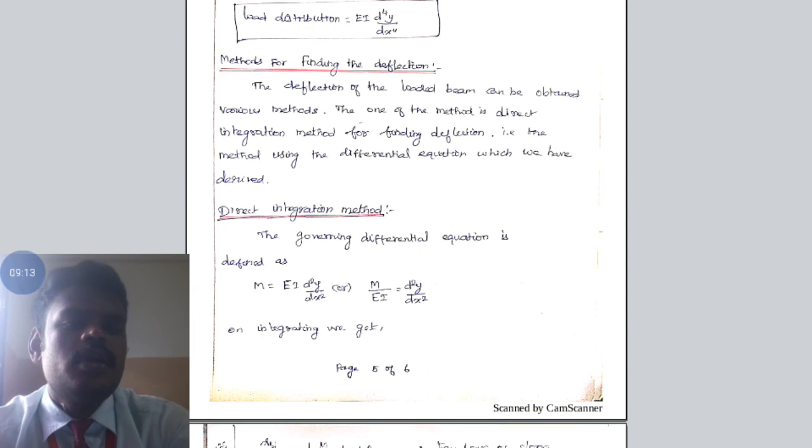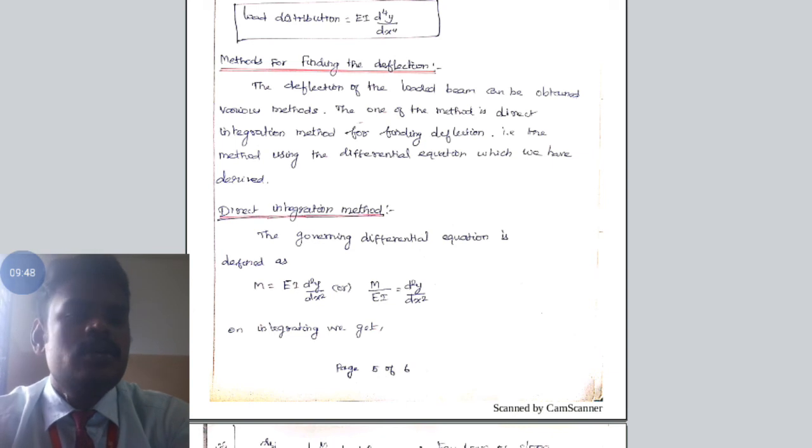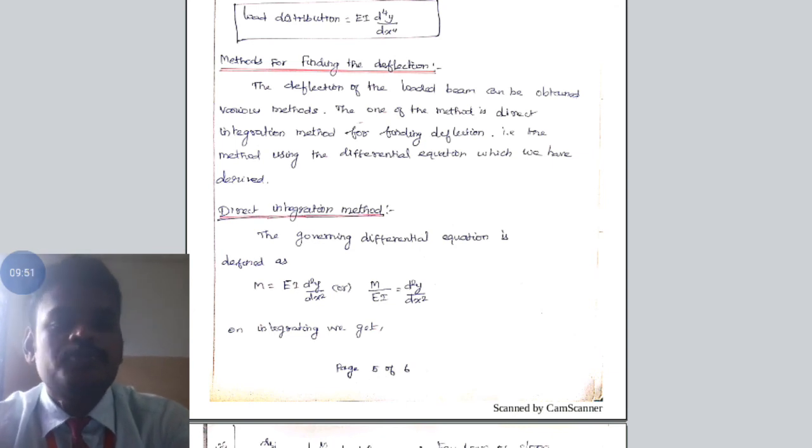In this direct or double integration method, by using the direct formulas, we can easily substitute and get the values of slope and deflection of the beam based upon the nature of forces acting on the beam and the types of support conditions. So the methods available are: first, direct or double integration method; second, Macaulay's method; third, moment area method; and the fourth, conjugate beam method. These four methods are briefly discussed in this third unit. We will see them one by one.